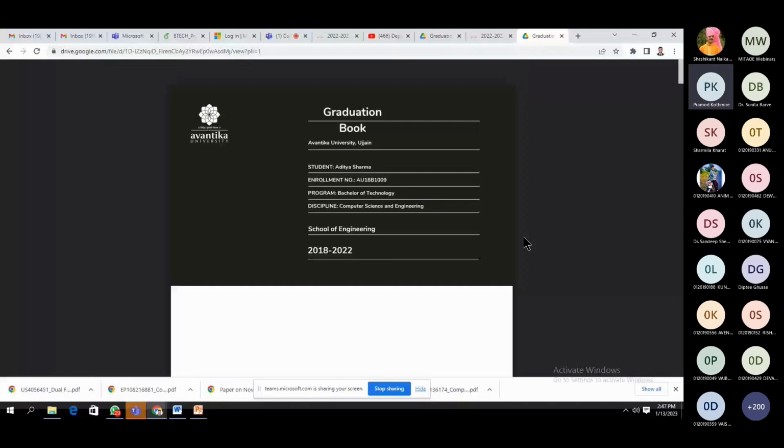Okay, ma'am. Thank you. So you can see here a typical example I have taken for a graduation book. This is the graduation book designed and developed by one of the students, Aditya Sharma, who belongs to MIT Avantika University, that is Ujjain, and to the computer science and engineering department. So you can see in what way he has presented his graduation book. What content has he covered in the graduation book?